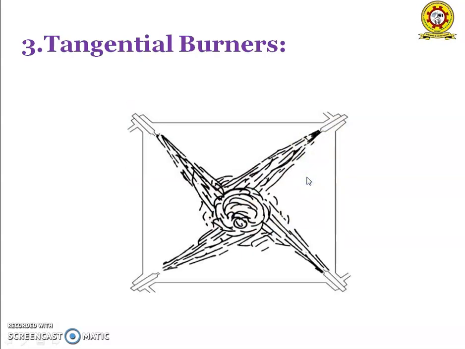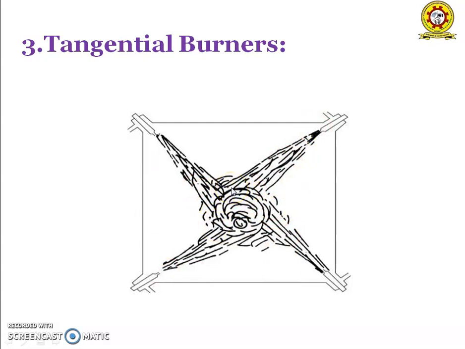And the third type of burners is tangential burners. In tangential burners, the pulverized coal enters here and the secondary air enters here, and this is the tangential circulation. The burners are set in the furnace corners and directed tangentially to an imaginary circle at the center of the furnace. So this is the center of the furnace, and these are the four corners. From the four corners the burners enter here and this forms the tangential.